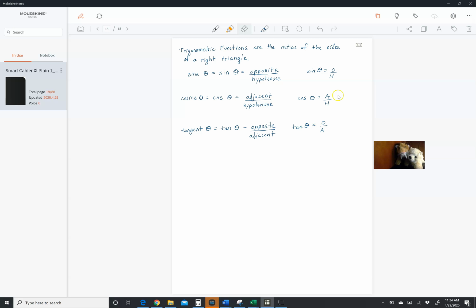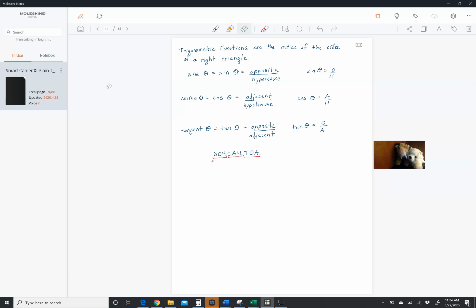Now some people have a way to remember this. They use something called SOHCAHTOA. I'm a little hesitant to show this to you because if you don't spell this correctly, then you get it wrong. So, SOHCAHTOA, each group of 3 letters gives us a different trig function.